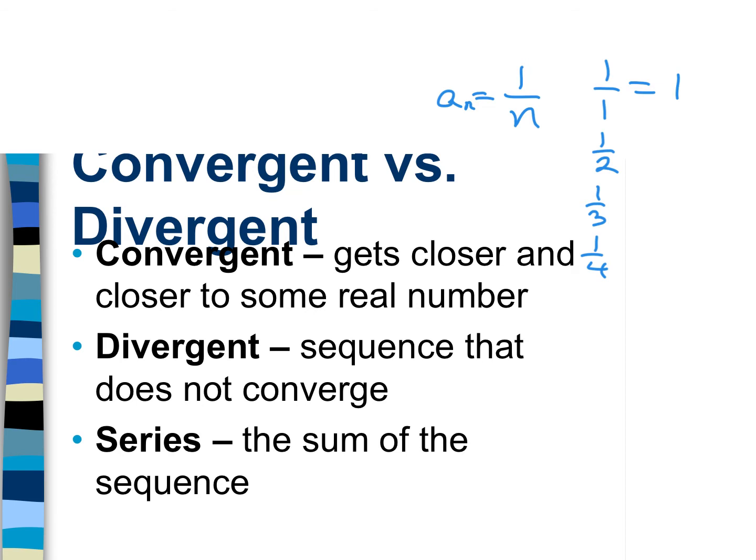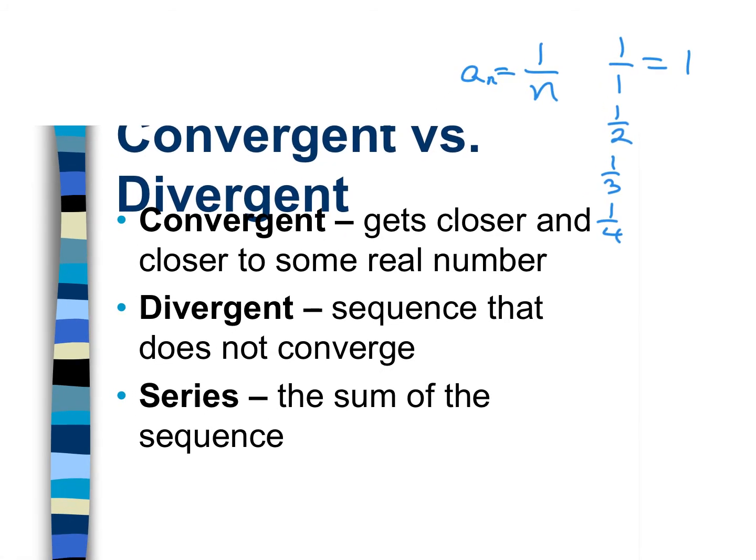A divergent sequence is a sequence that does not converge. It just keeps growing and growing and going towards infinity. A series is the sum of the sequence. And that's what all of these properties and rules are going to help us to find. They're going to help us to find what all of the numbers in our sequence will add up to be.